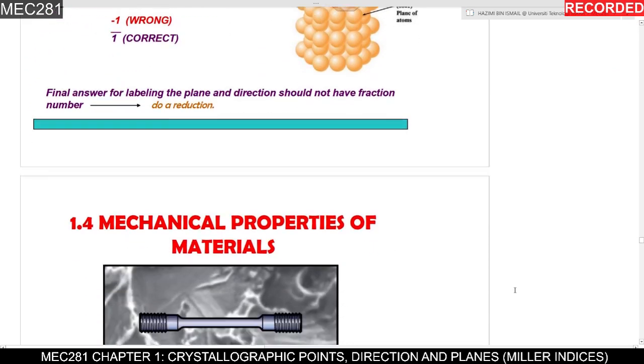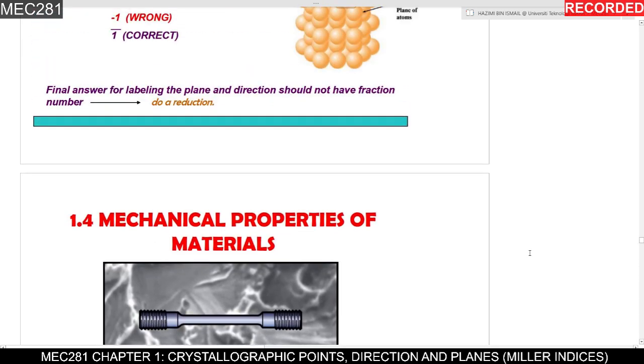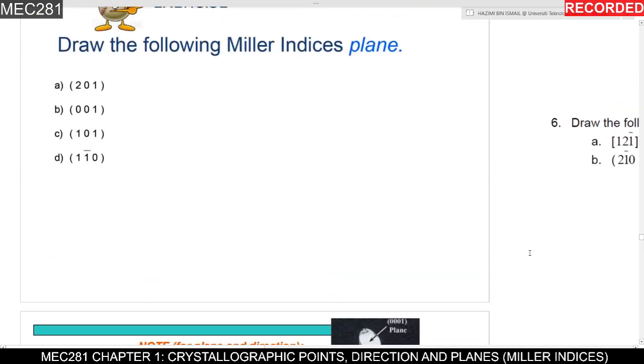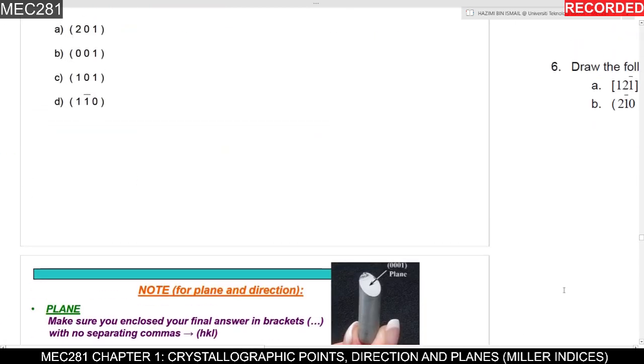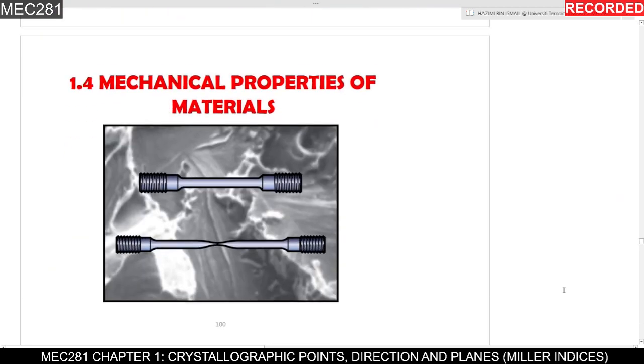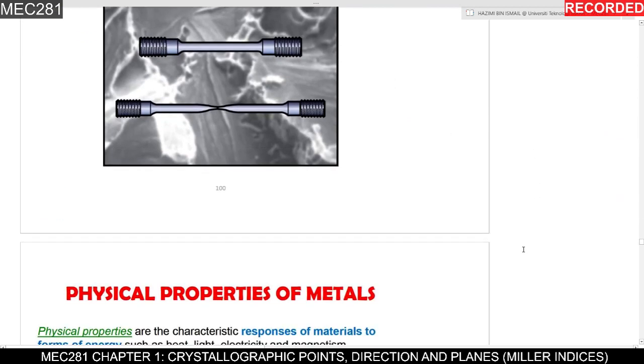So in the next class, we are going to learn the final topic of chapter 1, and then that's all for chapter 1. So quiz 1 is scheduled, I think, a week after Hari Raya, and the quiz 1 questions will cover chapter 1. Almost all of chapter 1 is covered right now. Only 1.4, mechanical properties of materials, is remaining in this chapter 1.